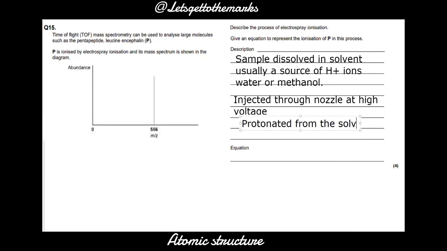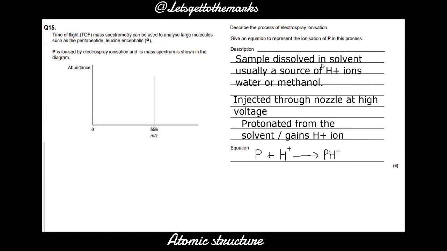Now, you can also write that these are in the gaseous form if you want. So we can write that this is in the gaseous form because they're all going to be gaseous here. Awesome. And that should get you your 4 marks.